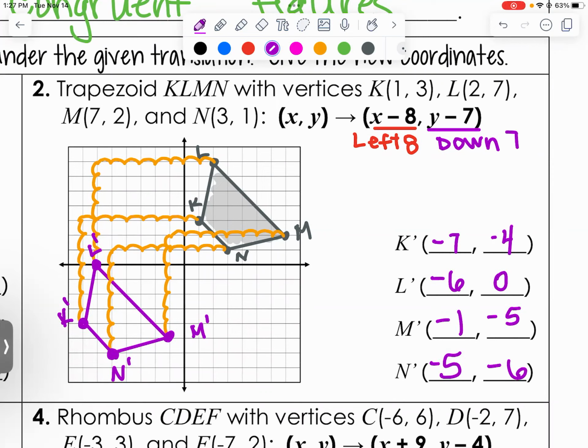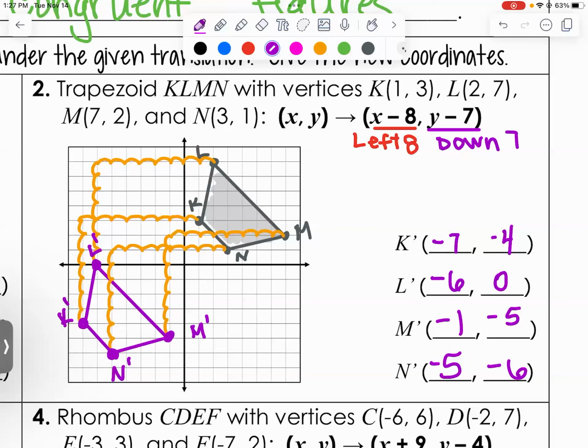So you can name the coordinates from the graph, or you could say, all right, 1 minus 8 is -7, and 3 minus 7 is -4. There's my new K coordinate. That would be fine too. Is that how you like to check it? You could do that to check your answer.